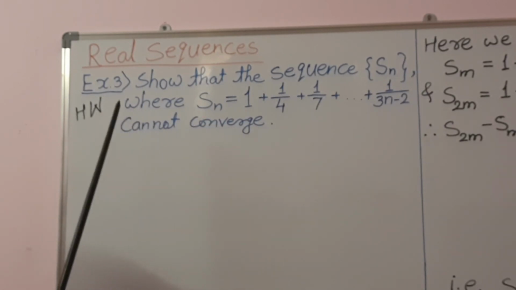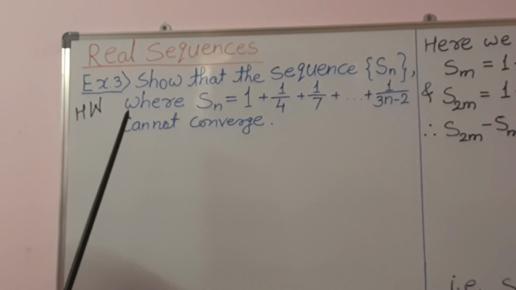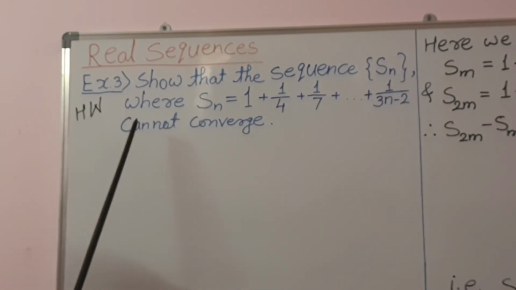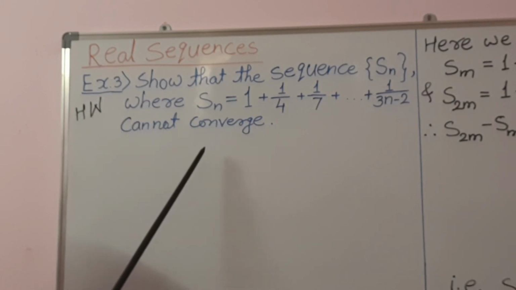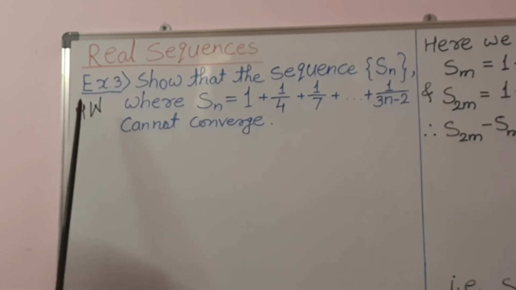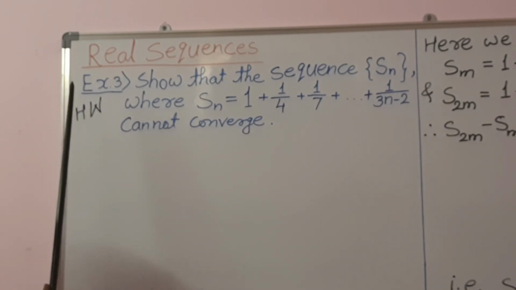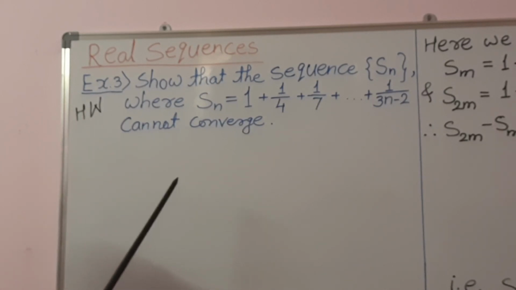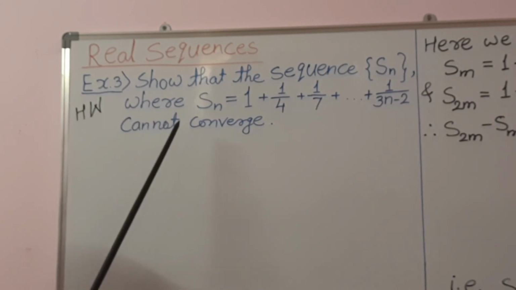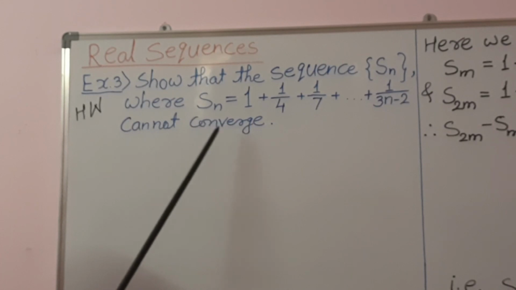And to solve this, we are going to use again the Cauchy general principle of convergence. And this example is similar to the earlier two examples that we have solved. And this example is for your homework purpose. You are going to solve this example in your notebook, and you are going to find out the value of epsilon for which this Cauchy general principle of convergence fails, and likewise we can show that this sequence also cannot converge.